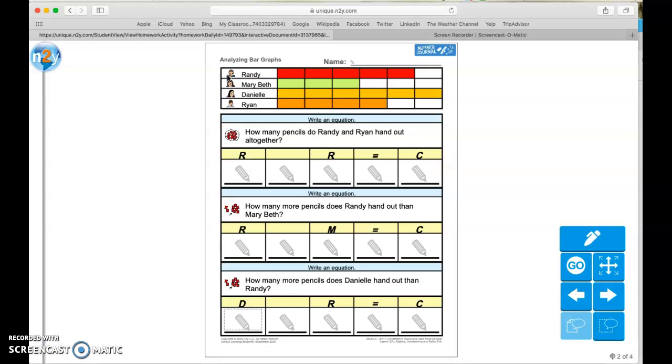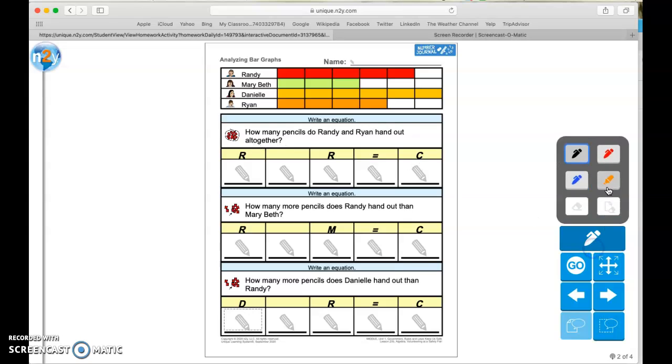We have the same bar graph. We still have Randy, Mary Beth, Danielle, and Ryan. We're writing the equation this time. How many pencils do Randy and Ryan hand out all together? When I see this word all together, let's see if it highlights the right spot. Why is it highlighting higher? Let's try that again.